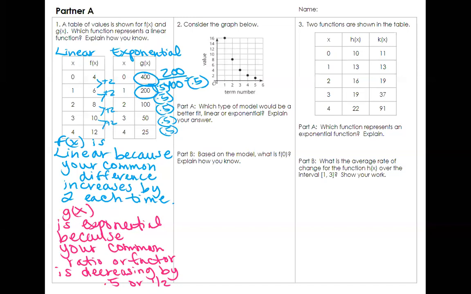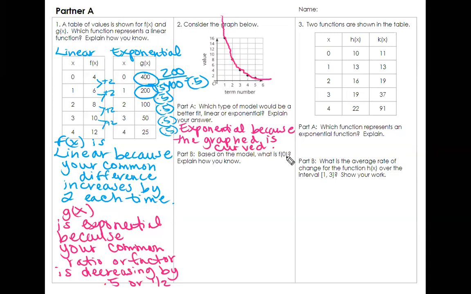You don't need that, because watch. Connect the dots. Does this look like a straight line? So is it linear? It's exponential. Why? Exponential because the graph is curved. Not a straight line, right?